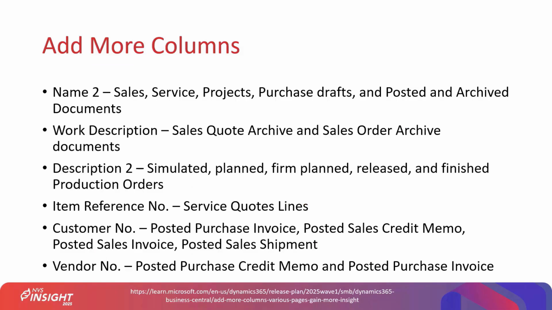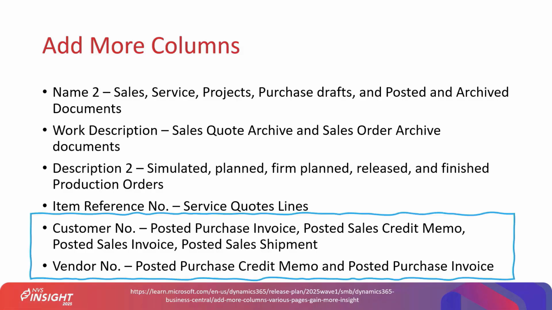This is a list of some other areas where we can add more columns, and I've pulled some of the examples out of the Learn.Microsoft page. If we look all the way at the bottom of this list, we can see that we'll have the ability to add the customer number to posted purchase invoices, posted sales credit memos, posted sales invoices, and posted sales shipments. Similarly, with the vendor number, we'll be able to add this to posted purchase credit memos and posted purchase invoices.